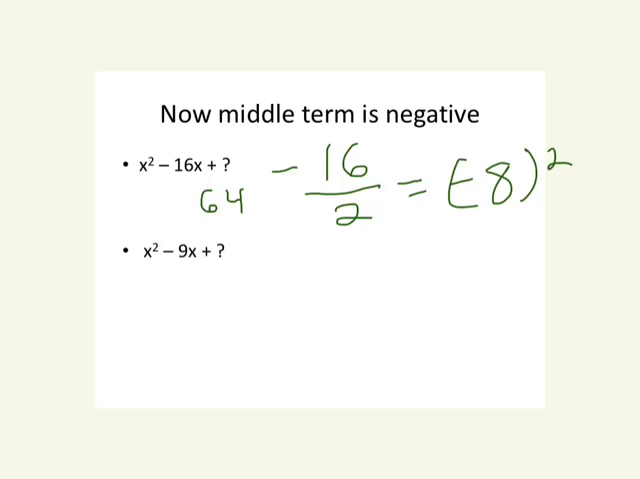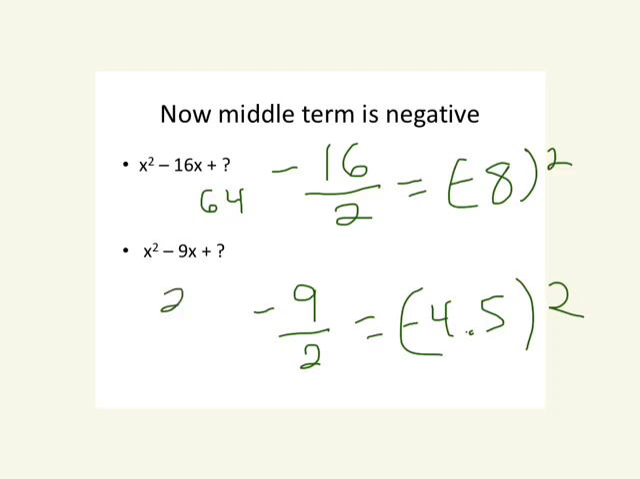Let's say the middle term is an odd number. This sometimes is difficult for students. What's negative 9 divided by 2? Well, negative 9 divided by 2 would be negative 4.5. Okay? And then once again, you take that number and you square it. So we would take negative 4.5 squared, which would be 4.5 times 4.5. And that would give me 20.25. So the number that's missing on the end is 20.25.